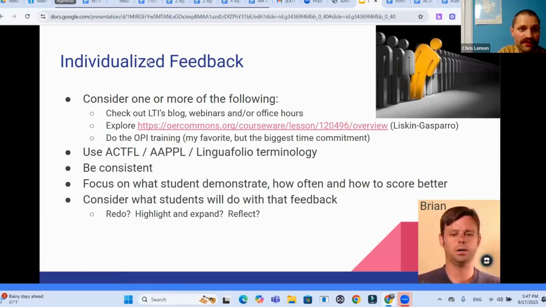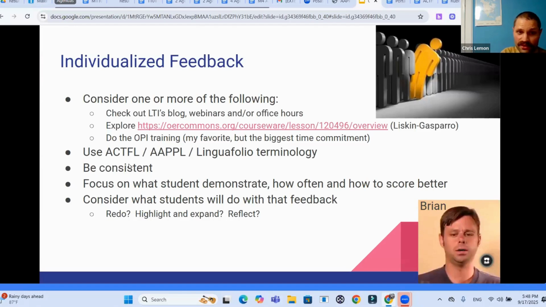And so when you're doing individualized feedback, do try to use that terminology from AAPPL/Linguafolio. Do try to be consistent. I do use the same language every time that I rate students on speaking or writing. I use those same rubrics. That sounds a little bit lazy. However, I have found that it leads to better discussions than if I'm constantly presenting them with a new rubric.